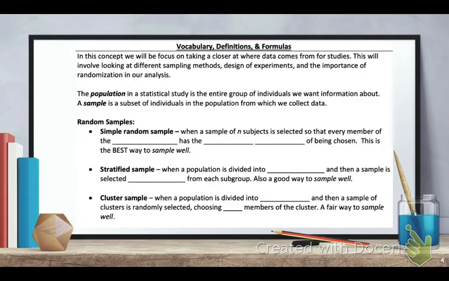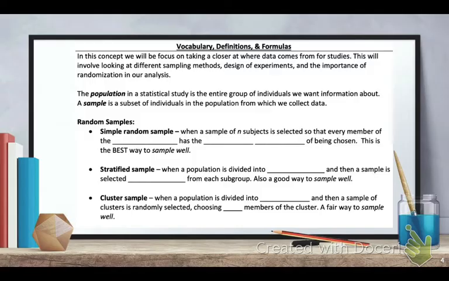Now let's get into the concept of sample methods. So in this concept, we're going to focus on taking a closer look at where data comes from for studies. This will involve looking at different sampling methods, design of experiments, and the importance of randomization in our analysis. So remember, the population in a statistical study is the entire group of individuals that we want information about. A sample is a subset of individuals in the population from which we collect data.